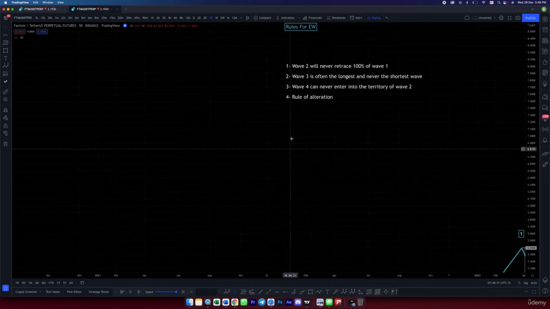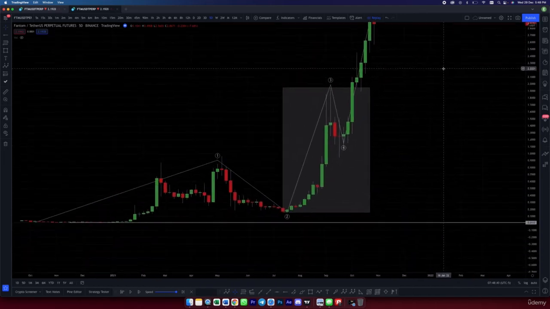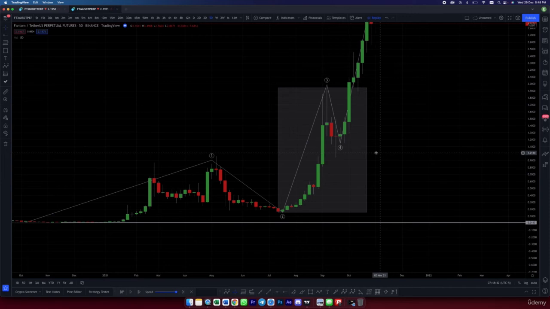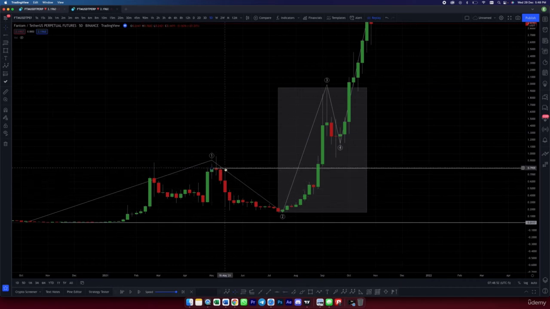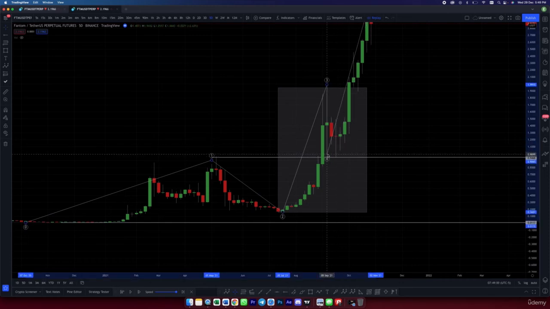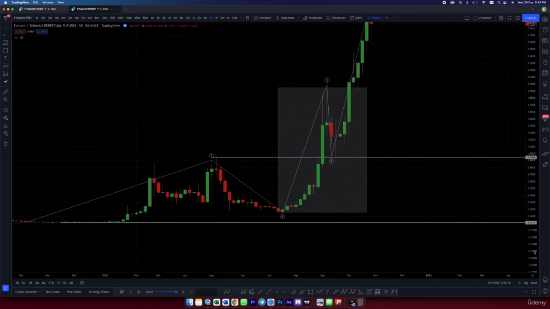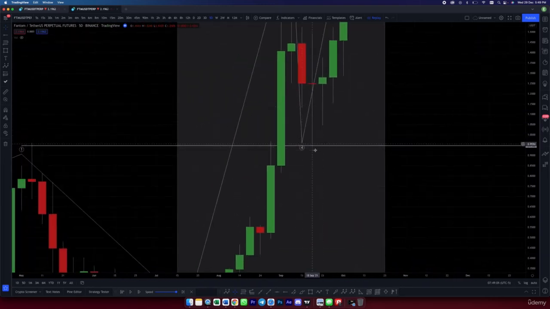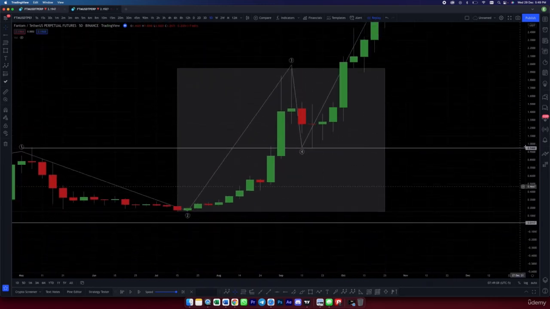What's the next? Wave 4 can never enter into the territory of wave 2. In high leverage markets like crypto, it can enter, but not the body of the candle, by just a wick. You can ignore the wick. So let me just draw a line here. So this is where the body is. You can take it to the wick also. But if you see here, this is wave 4, and it almost touched but never entered into the territory. See, it almost touched. So this is what rule number 3 is. So I hope this makes sense.